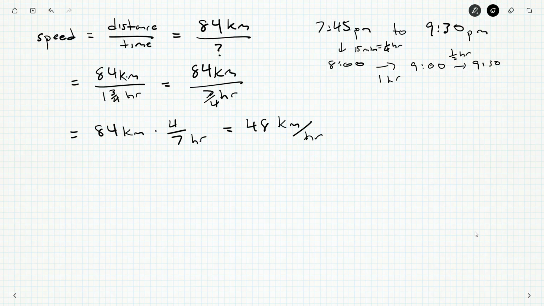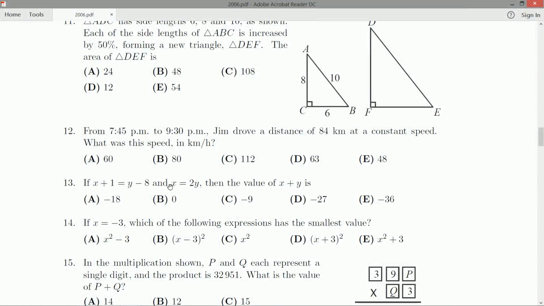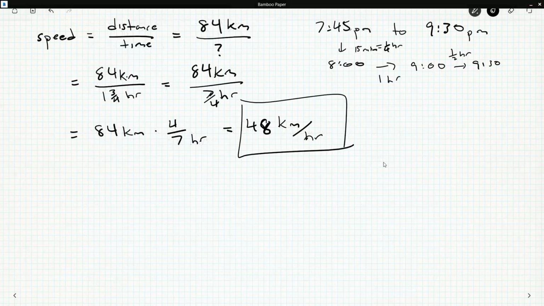And we can take a moment and say, does this make sense? Well, he almost traveled for 2 whole hours. 48 kilometers per hour times 2 hours would be 96 kilometers, which is just a little more. So this at least makes a little bit of sense. We don't want to dwell on it too long. There are more questions to do. So we're going to take a look. 48. There it is. It's E.